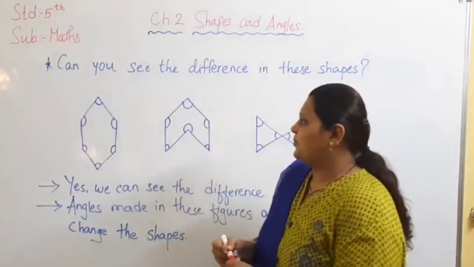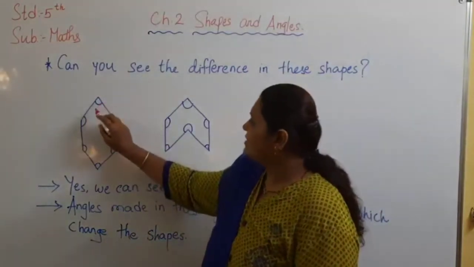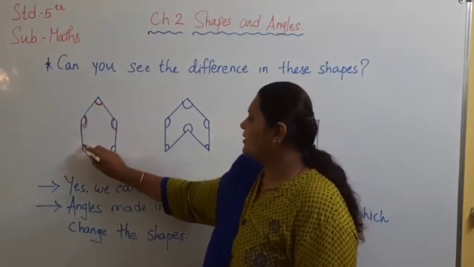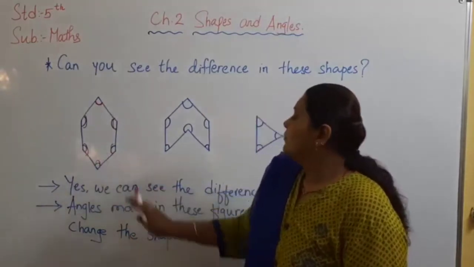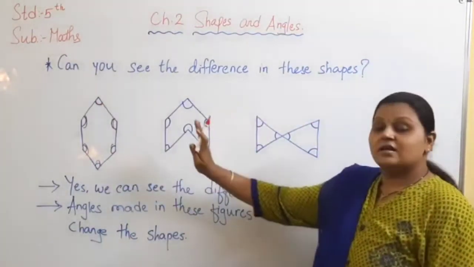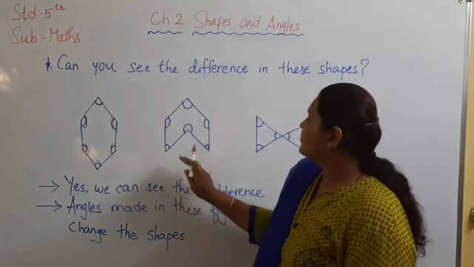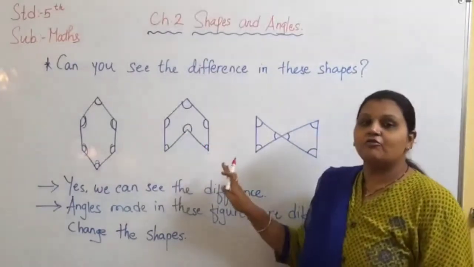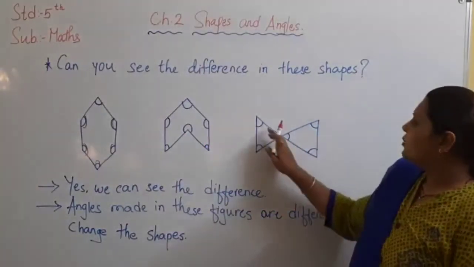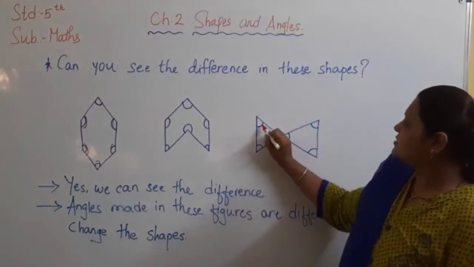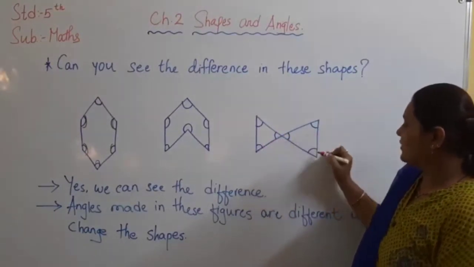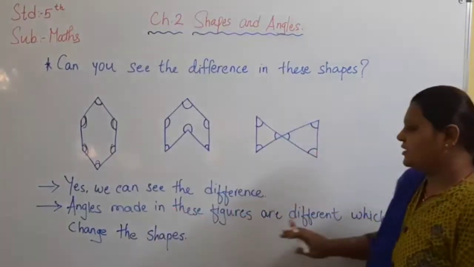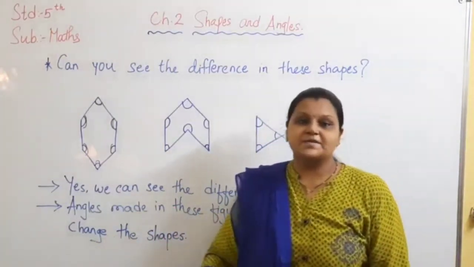Let's take the first shape. In this shape, here angles are formed. See, these are the angles which make the shape different. Okay, so by angles it is changing. Now second, in the shapes here different angles are formed. In the third shape also we can find these are the angles: first, second, third, fourth, fifth and sixth. So the angles made in these figures are different, which can change the shapes.